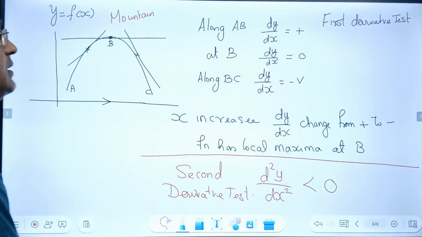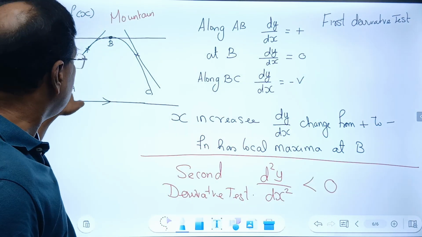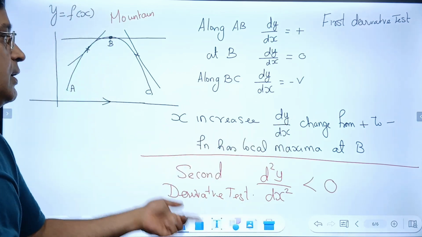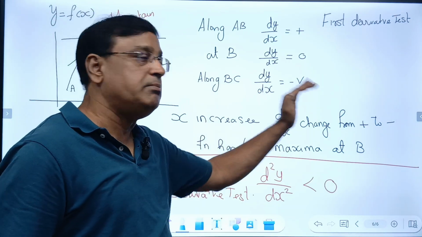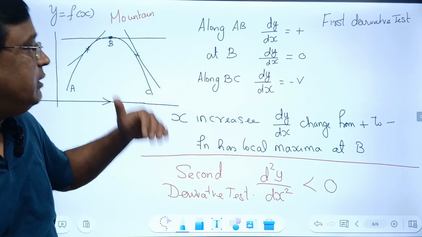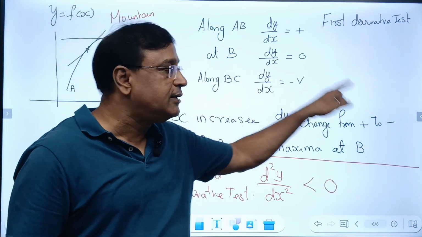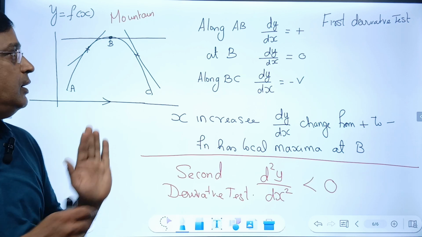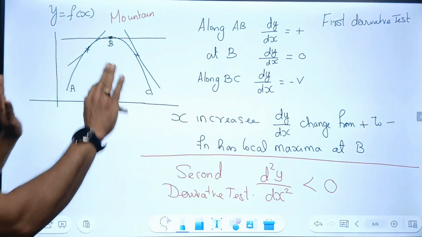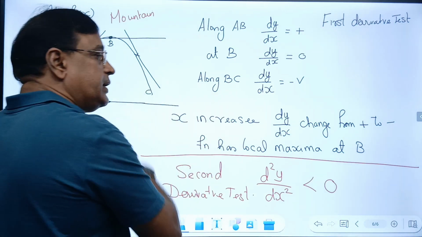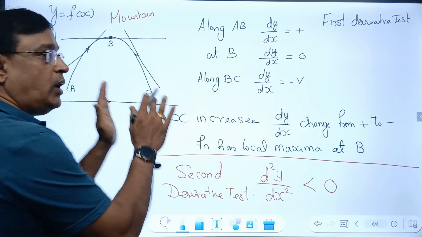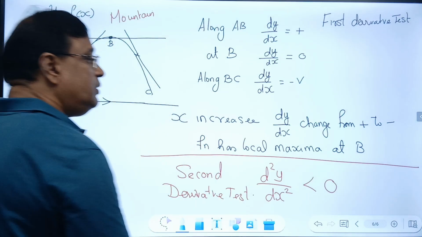That is, when x increases, when I move along the curve, if my slope changes from positive to negative, then you can say the function has local maxima. And for the second derivative test, since dy by dx is a decreasing function, its derivative will be negative. Okay, so first let's understand the process, then we'll go once again and understand what local maxima, local minima and all that. So this is one particular situation. Now what is the second situation?